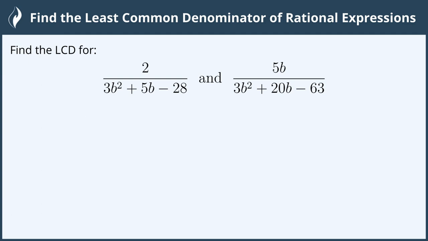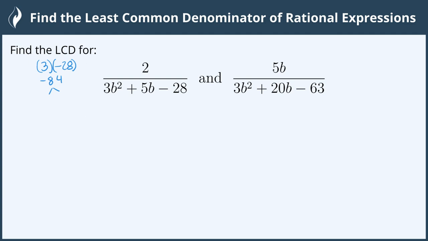The first thing we need to do is factor the two denominators so that we can see all of the factors that we need for the least common denominator. In the first one, we have a number at a, so we'll go ahead and use the AC method. A is 3, so we have 3 times c, which is negative 28. 3 times negative 28 is negative 84.